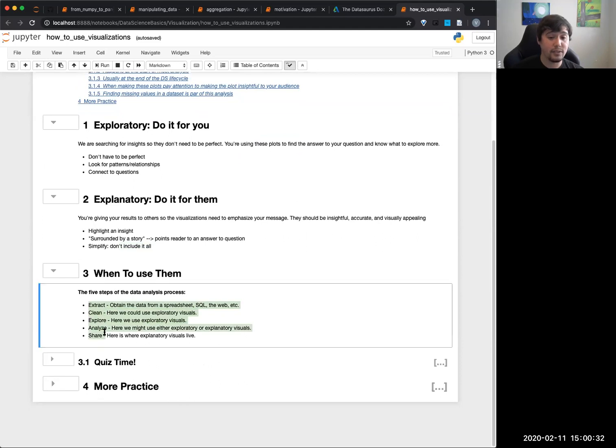So this is actually a useful way to think about this. The 5 steps of data analysis are: you extract it, so you're obtaining the data from the spreadsheet, you're cleaning it, you're exploring it, so explore visualizations, right? You analyze it, where you're saying, okay, now I'm doing either exploratory or explanatory visuals, and then you want to share it. This is where you're actually conveying your results, which would be explanatory visualizations. Okay, so this helps you break down when you should care about your visualizations being nice and neat or explanatory.